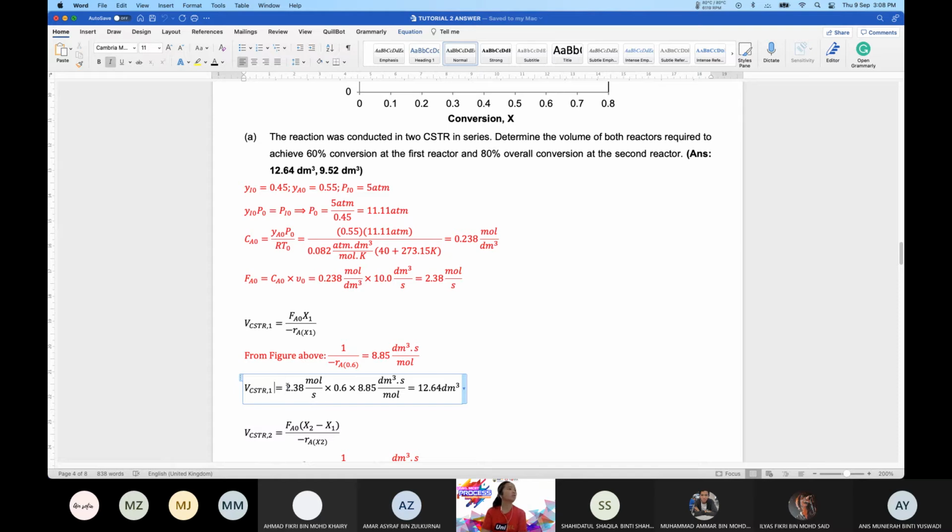So FA naught 2.38 is settled, X1 0.6 is settled, and then this part, don't forget, when you check from the plot, when my X is 0.6, 1 per minus RA is 8.85. So you multiply directly with 8.85, and then you will get the volume as 12.64. Okay, so that's settled. This question is difficult in the first part.